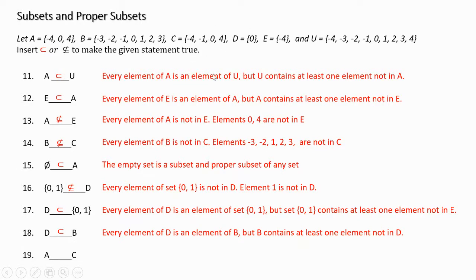-4, -1, 0, and 4. So it is going to be number 1, which is the proper subset. Every element of A is an element of C, but C contains at least one element not in A.